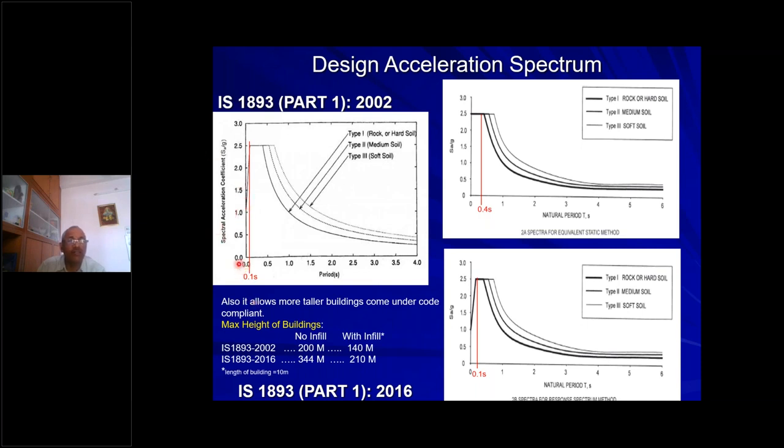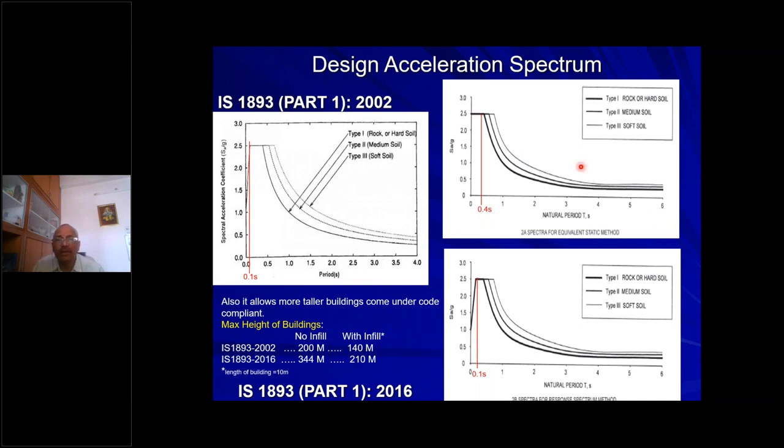For example, if it is less than 0.1 second, you can say the SCA by G between 1 and 2.5 actually. But this is now eliminated in the new code of practice. In the new code of practice, you can see on the right side, this has been extended up to 6. That is the first change.